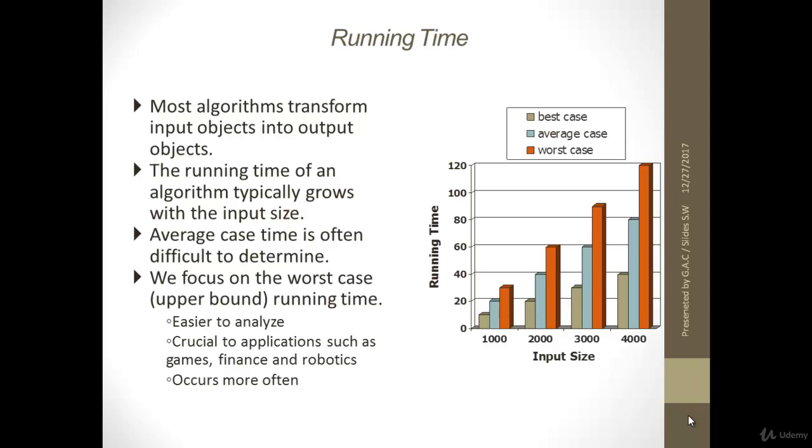If you carefully analyze this chart, you can see the best case, average case and worst case. The best case is always the better one, but it won't always happen. So we focus on the worst case. If the algorithm can survive in the worst case, then that's good.